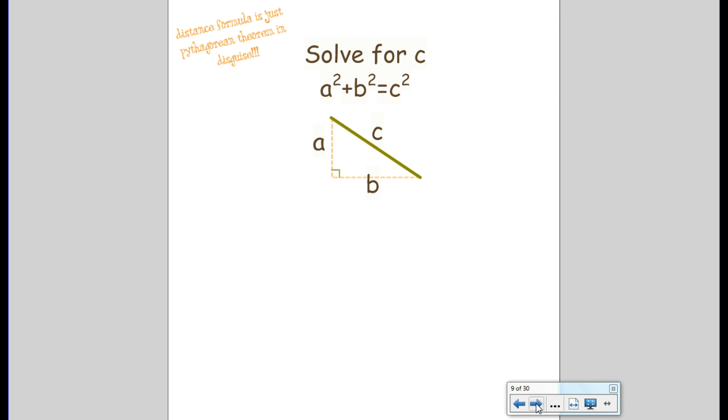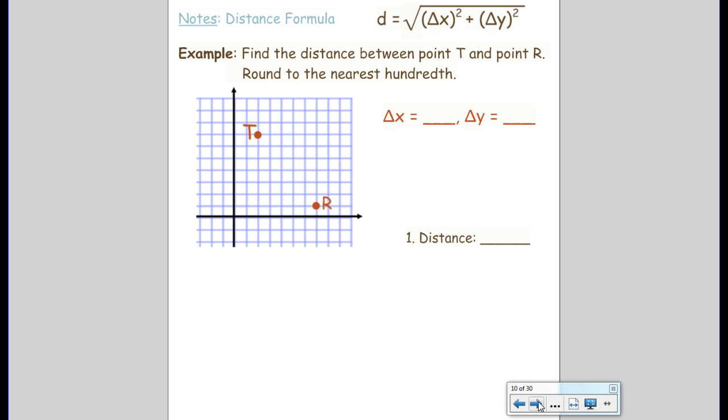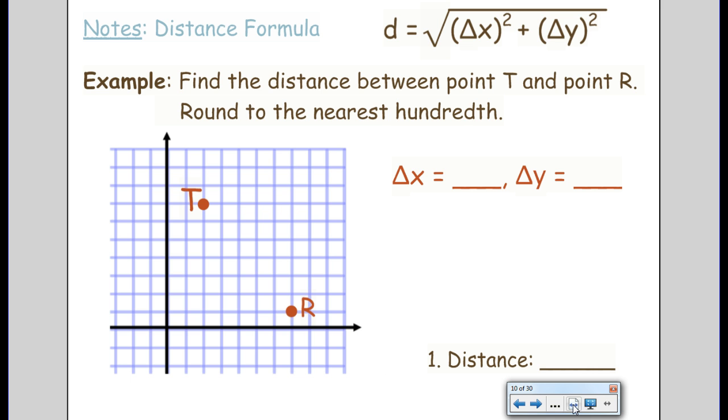So, I kind of already talked about that before. Okay. So, here's the deal. Sometimes I'm going to ask you to find distance, and I'm going to give you a picture. Sometimes, like on number 3, I'm going to ask you to find distance, and I'm not going to give you a picture. But here's what I want you to do.